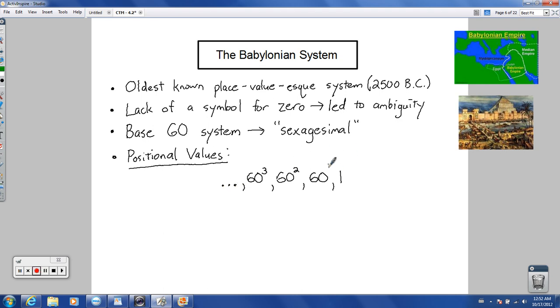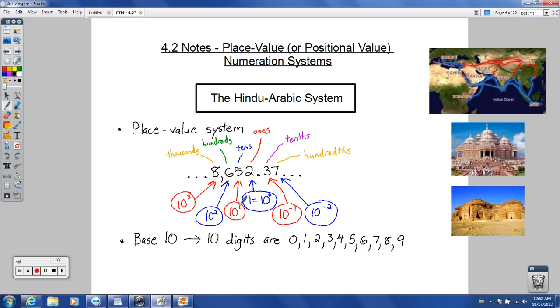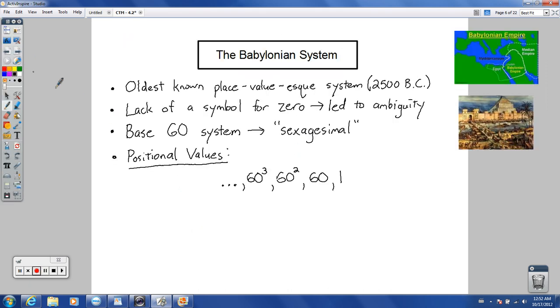So instead of groups of 10, they had groups of 60. So groups of 60 here, and then a group of 60 squared would go here, and a group of 60 cubed would go there. In the same way, for us, a group of 10 goes here, a group of 10 squared goes here, a group of 10 cubed goes here. That's the difference here between the Babylonian system and ours.